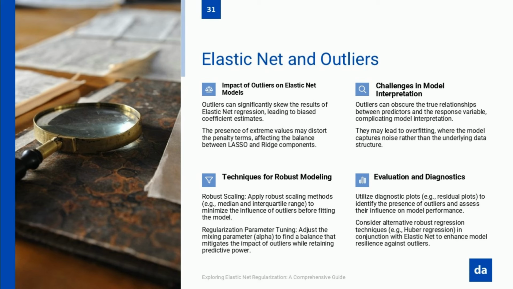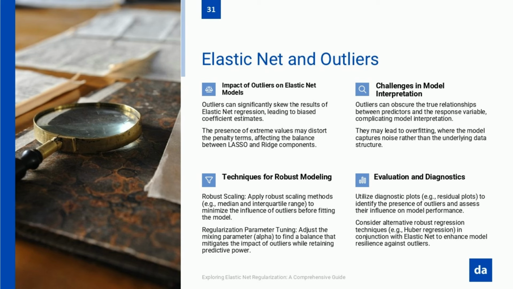Outliers, those extreme data points that don't follow the usual pattern, can seriously distort a model's predictions. Whether it's a sudden stock market crash, a customer making an abnormally large purchase, or an error in data entry, outliers can pull regression models in the wrong direction. The good news? Elastic Net is naturally resistant to outliers, but it's still important to understand how it handles them and when additional precautions might be needed.